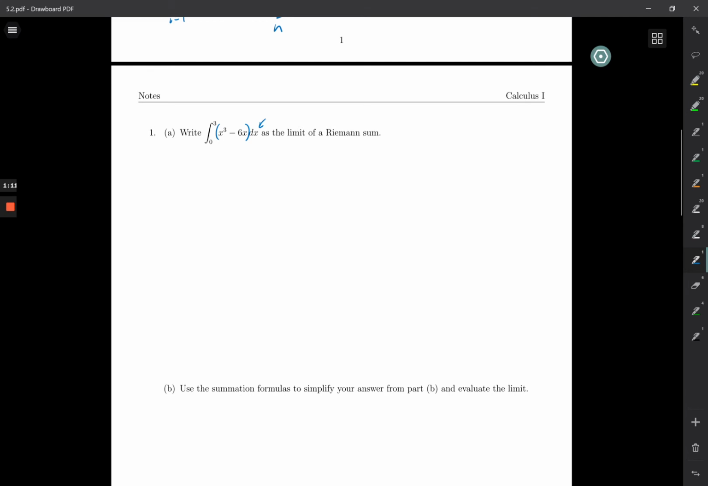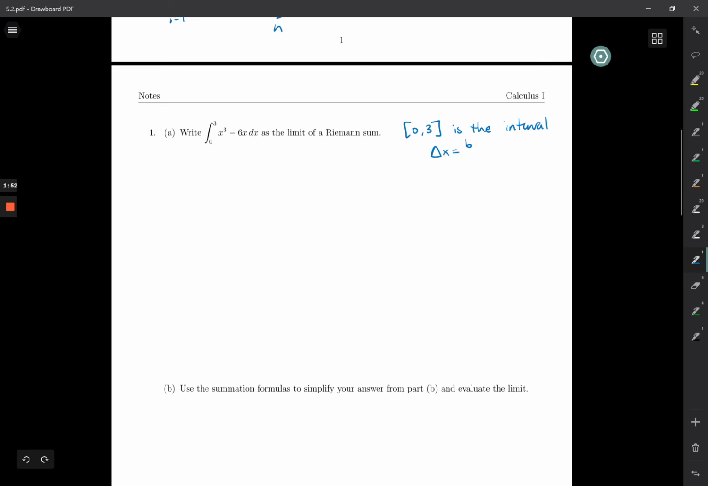Okay, so first let's figure out what delta x is going to be. Notice our interval is 0 to 3, and I get this from the bounds on the integral. So the bottom bound is 0, the top one is 3. So 0 to 3 is the interval, that is. Okay, and then knowing the endpoints of the interval, we can compute delta x.